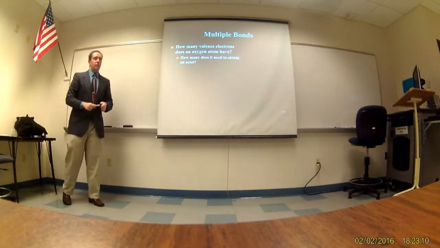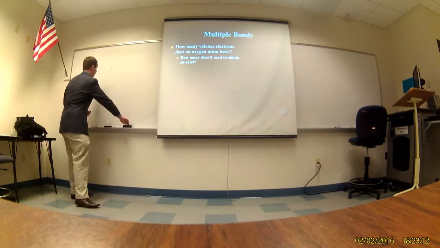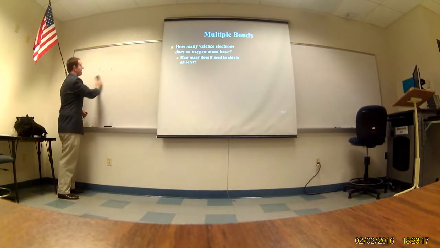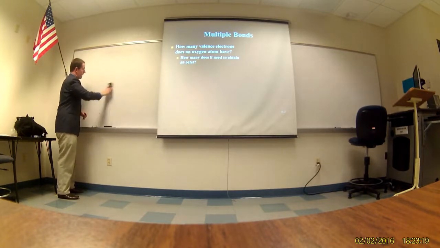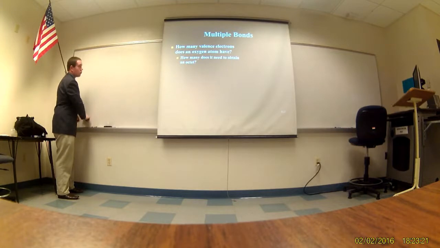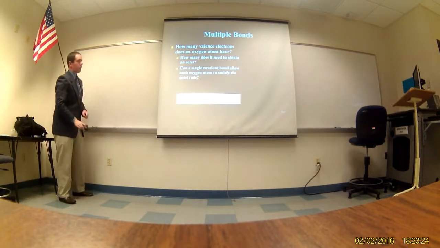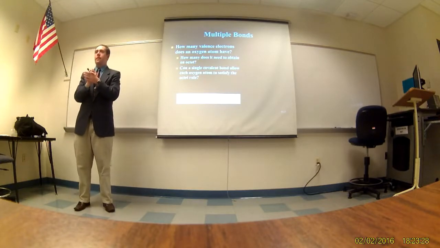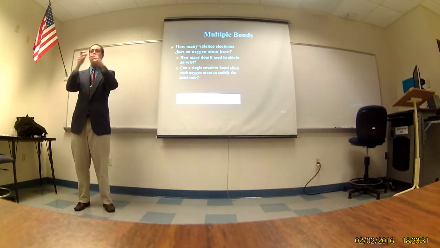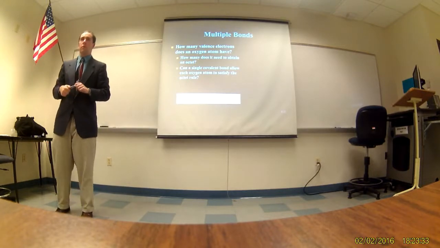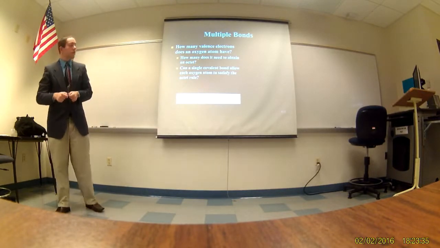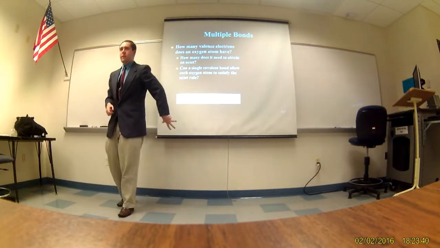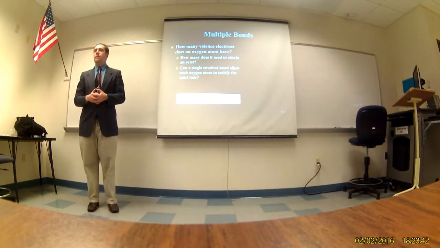How many valence electrons does an oxygen atom have? 6. How many does it need to gain in order to get an octet? 2. So if we have O2, and each oxygen is going to bring 6, how many do we have total? 12. So what we're trying to do here is arrange those 12 so that both oxygens are happy.